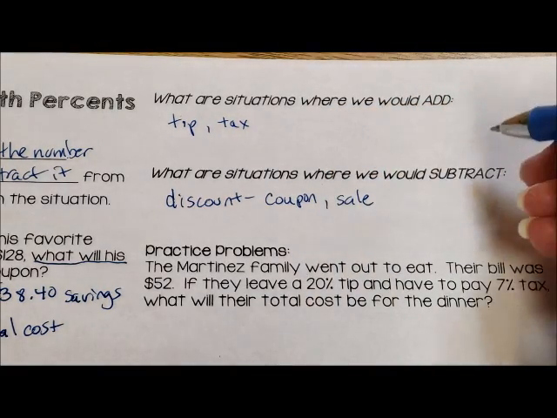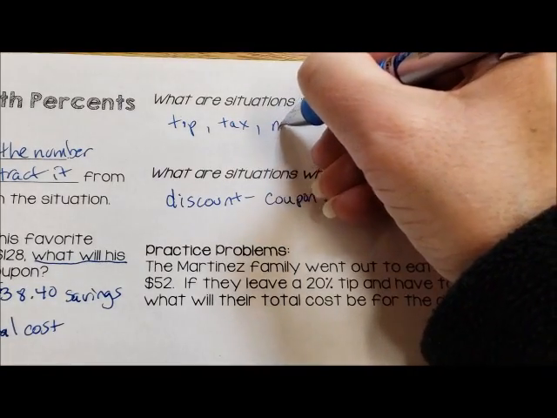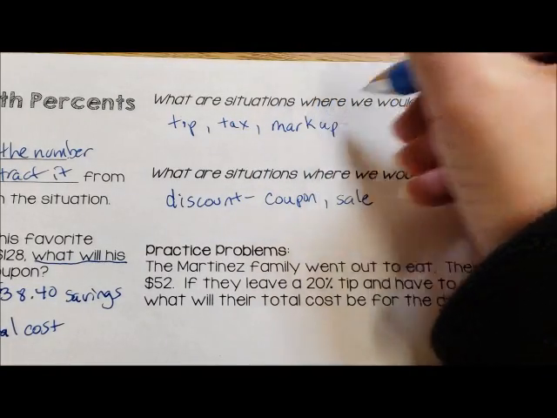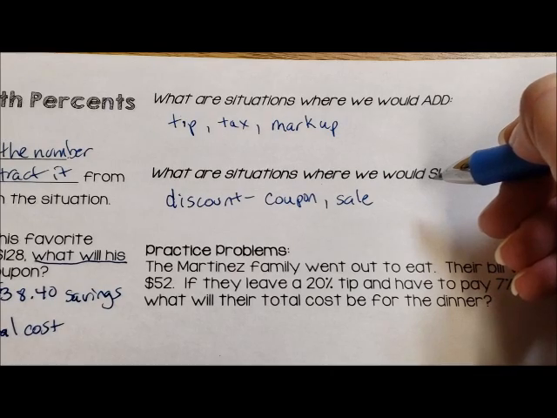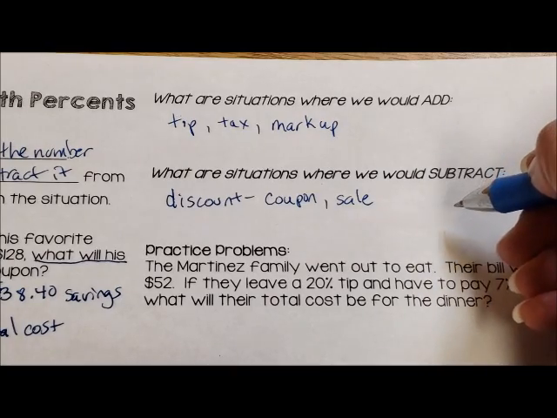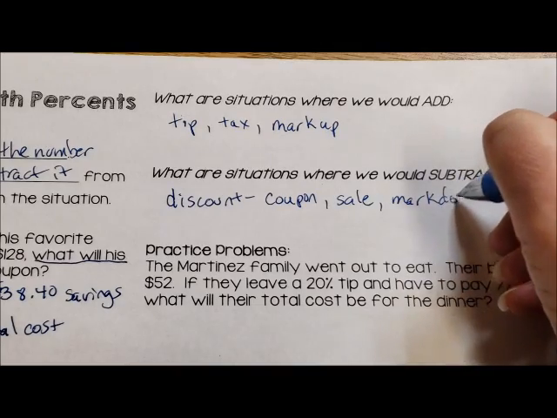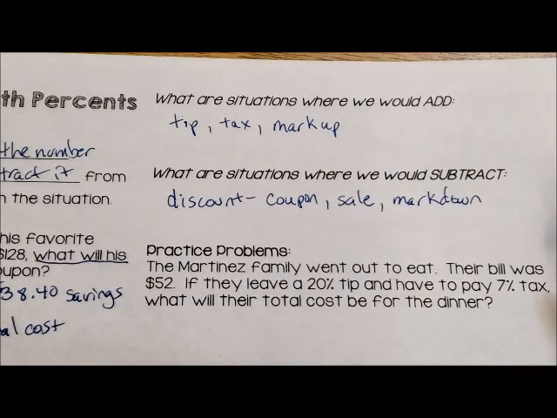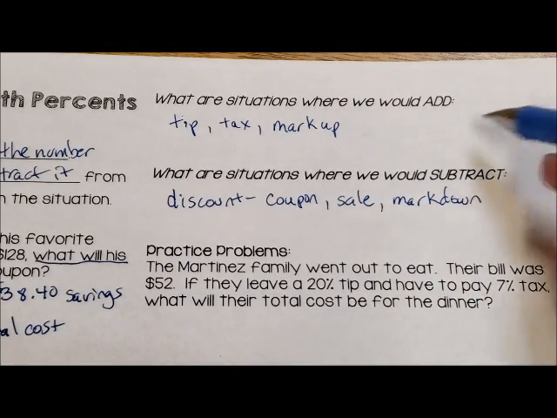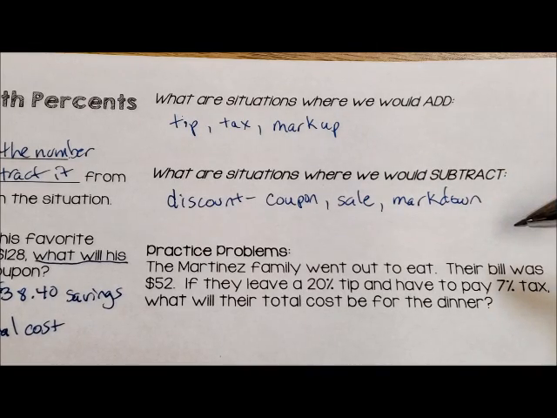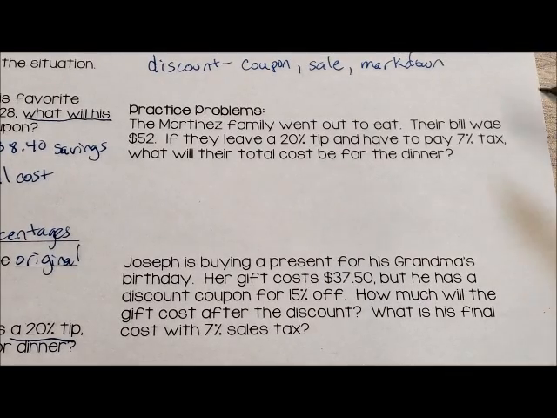Another situation where you would add is something that stores do called markup, and that's where they take the price they paid for something and then they mark it up. They increase the price before they sell it so that they can make a profit. Another type of discount is sometimes called a markdown. There are other types of situations. So as you come across them, please add those to your notes in your notebook. So now let's try a couple of practice problems.